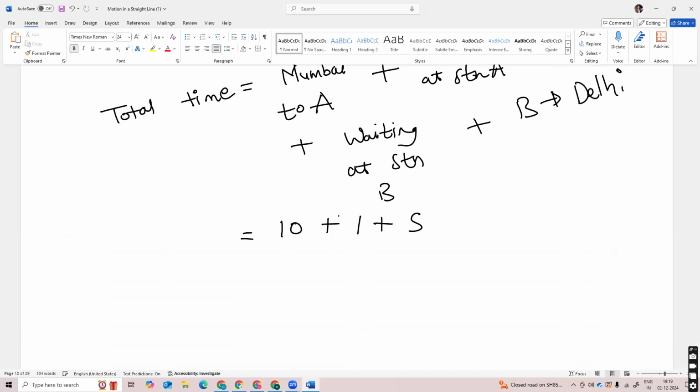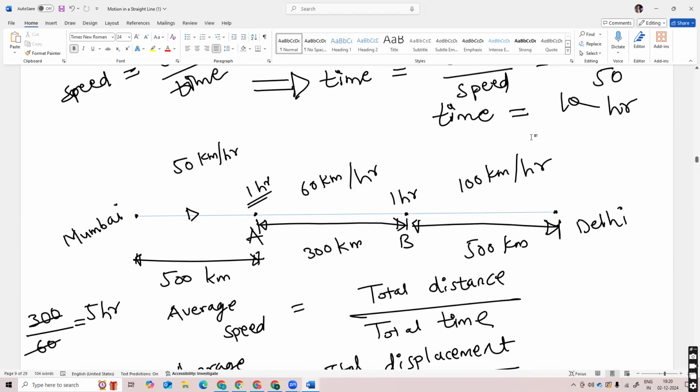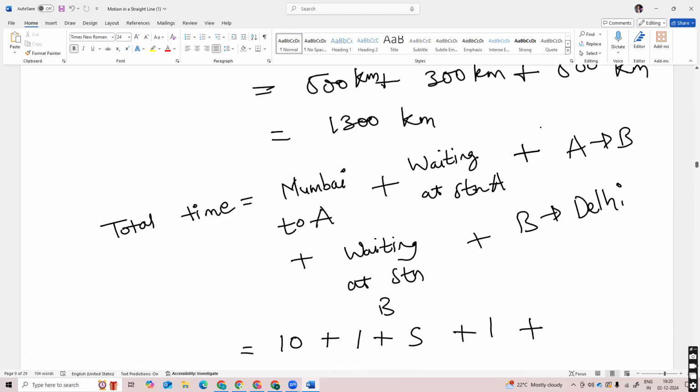Again, the waiting at station B is 1 hour. So we'll add this one. And last is calculating the time taken by the train to travel from point B to Delhi. The distance between point B and Delhi was 500 kilometers, divided by the speed of the train, 100 kilometers per hour. So the time taken by the train to reach from point B to Delhi is basically 5 hours. Okay, so we will add this 5.